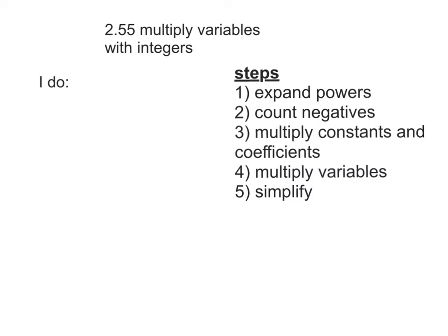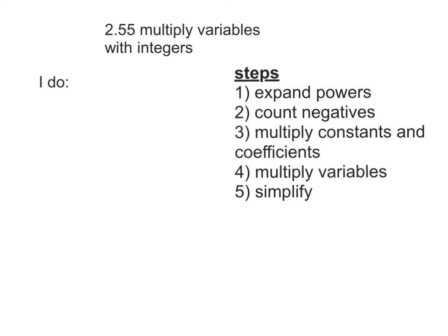So the very first one is to expand powers. So if there are any exponents or any powers like that, you want to make sure that you go through those. The second thing is to count your negatives. That's going to tell us whether or not our answer is going to be positive or negative based on if there's an even amount of negatives or if there's an odd amount of negatives.